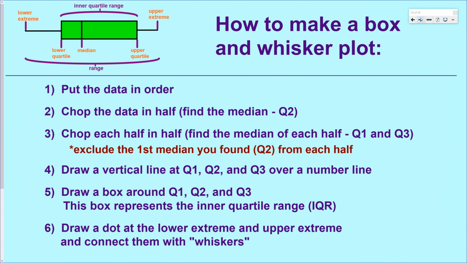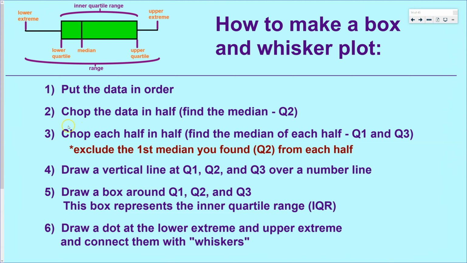So how do you make a box and whisker plot? Basically, your main task is to chop the data into 4 equal parts. So the first thing you want to do is find a median, and then we're going to find the median of each half. So first put your data in order, then chop the data in half. You're going to find the median. You can label that as Q2. You'll probably be asked for that within the problem.